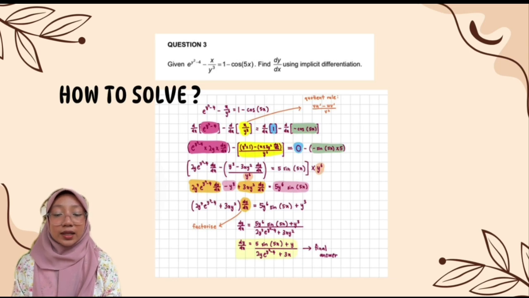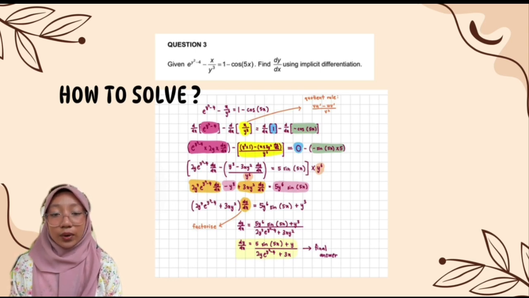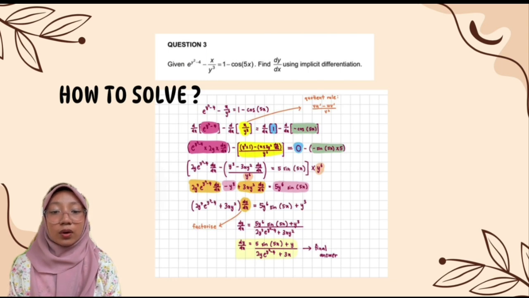If we differentiate x over y cubed, we have to use the quotient rule, which is (vu' minus uv') over v squared. Now, the answer after differentiating is dy/dx times e to the power of (y squared minus 4) times 2y, minus (y cubed minus 3xy squared dy/dx) over y to the power of 6, equals 5 sin 5x.